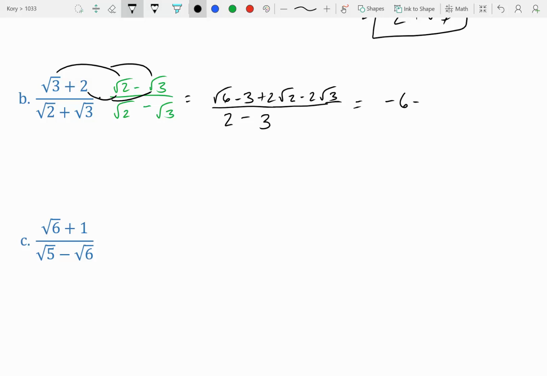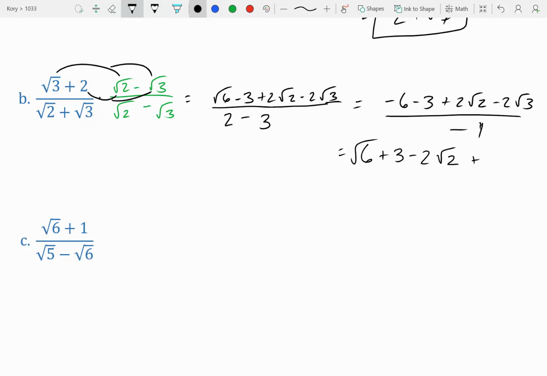So we have negative 6 minus 3 plus 2 times the square root of 2 minus 2 times the square root of 3 over negative 1. So anytime we have that negative 1 on the bottom, just change the signs on top. So we have 6 plus 3 minus 2 times the square root of 2 plus 2 times the square root of 3.